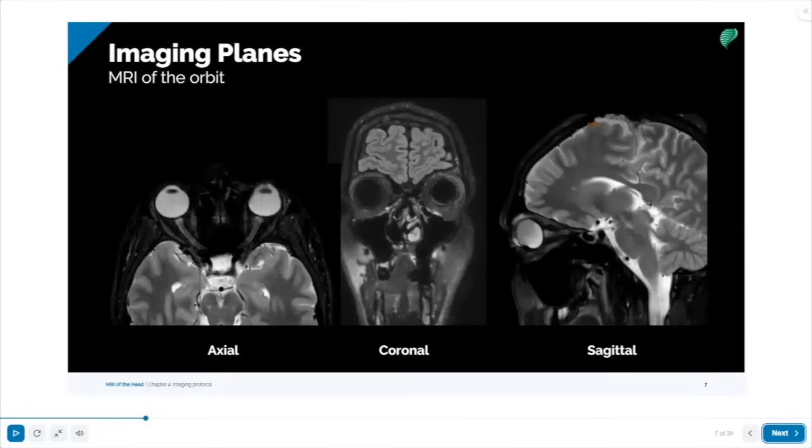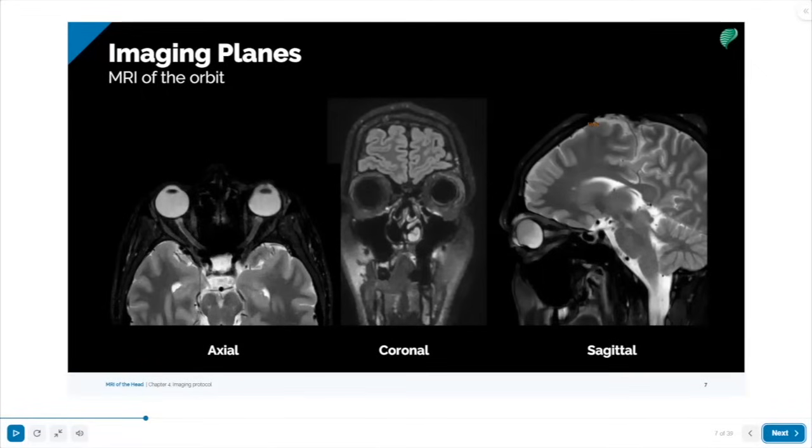All right, commonly utilized imaging planes during orbital MRI are the axial transverse, coronal and sagittal planes. The axial plane provides a cross-sectional view of the orbit from front to back, and it's essential for evaluating the anatomy of the globe, or the eyeball, the extraocular muscles, the optic nerve, the lacrimal gland, and surrounding soft tissues.